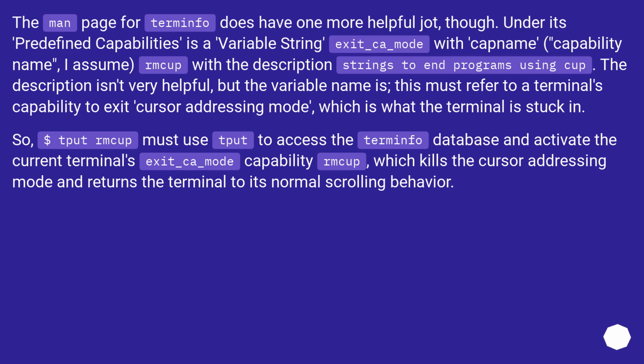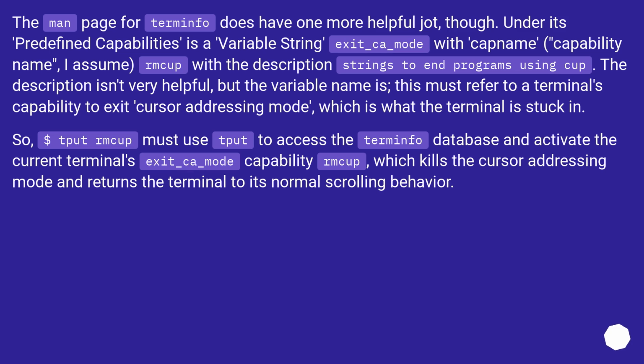The man page for terminfo does have one more helpful job, though. Under its predefined capabilities is a variable string exit_ca_mode with cap-name, capability name, I assume, and rmcup with the description, strings to end programs using cup. The description isn't very helpful, but the variable name is. This must refer to a terminal's capability to exit cursor addressing mode, which is what the terminal is stuck in.